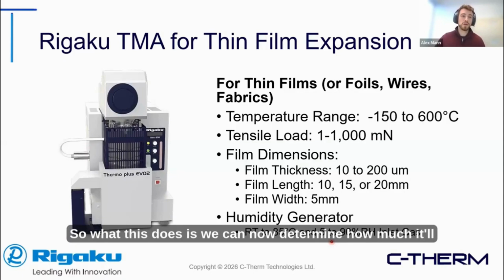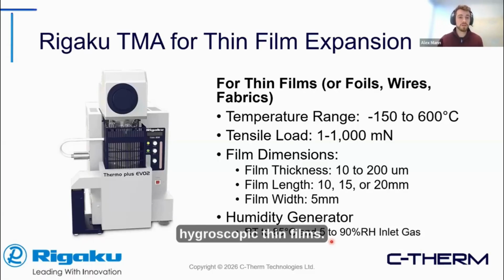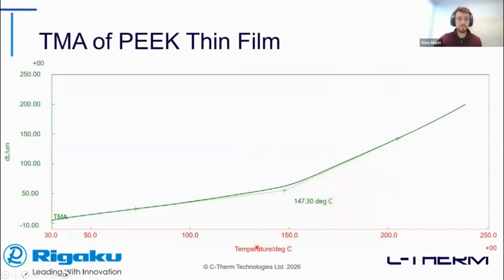What this does is we can now determine how much it will shrink or grow whenever we take away or add water, so the coefficient of hygroscopic expansion. This is pretty useful for things such as fabrics and hygroscopic thin films, but we've also seen an interest in metallic foils under humidity as well.